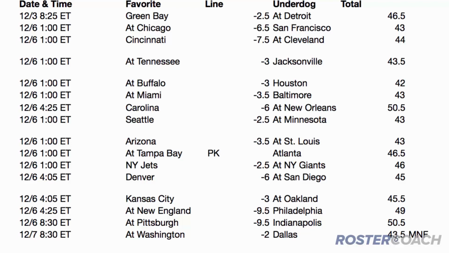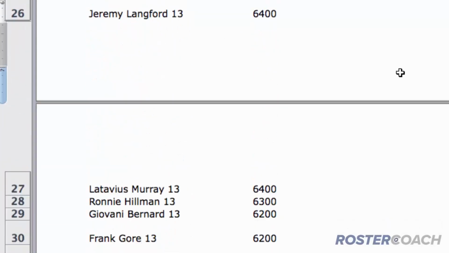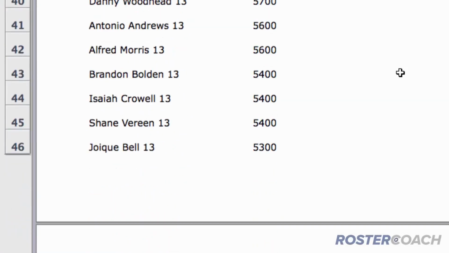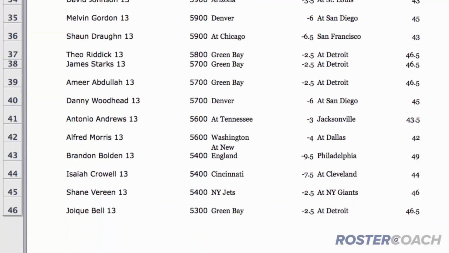This is a spreadsheet that I used in week 13 last season, and I just wanted to walk you through my process. The first thing you want to do is put all the Vegas lines into a spreadsheet. The next thing you want to do is put all relevant players and their salaries into your spreadsheet. After that, you want to go in and add lines for each player.